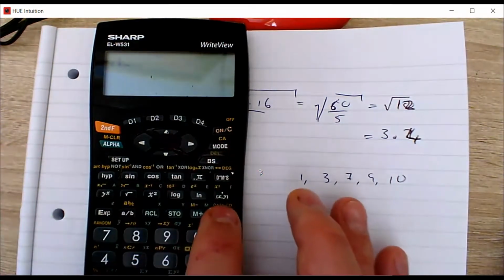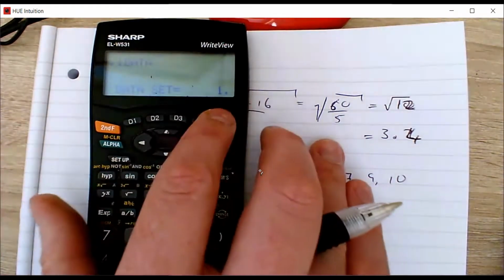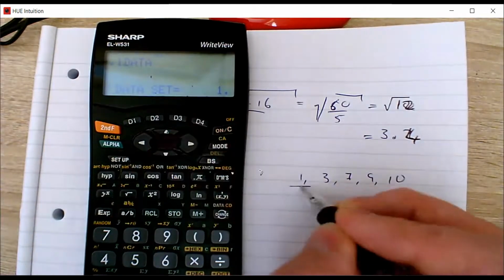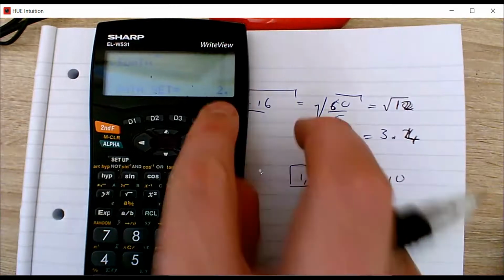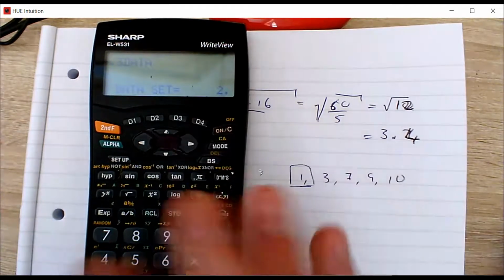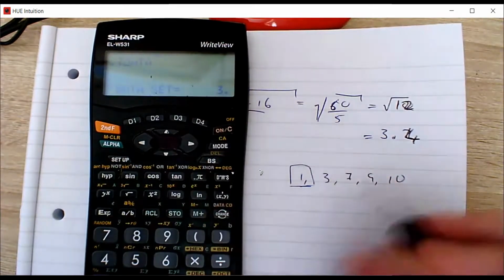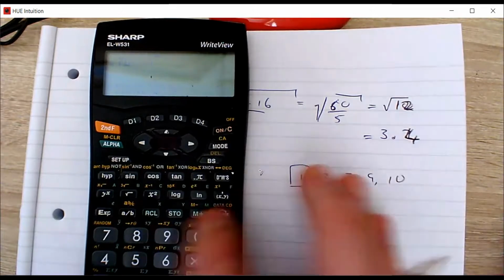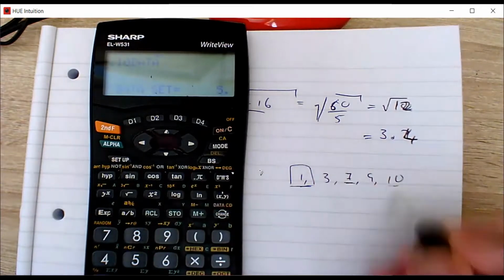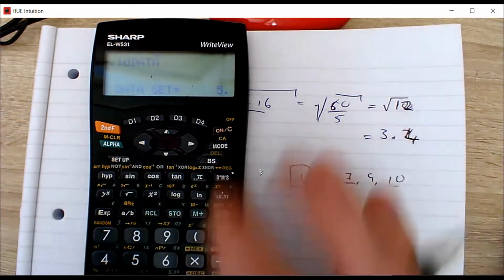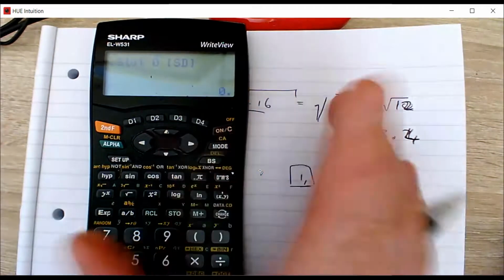1 gets entered and it says data set equals 1. That means I've stored 1 element in my calculator's memory. Do that again. 3, I've stored 2 elements now in my calculator's memory. 7, data, that's 3 elements stored. 9, that's 4 elements, and 10. So that's 5 elements I have stored in my calculator's memory. I can hit off or whatever.